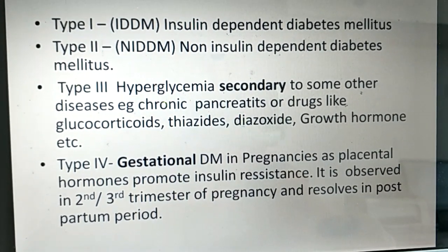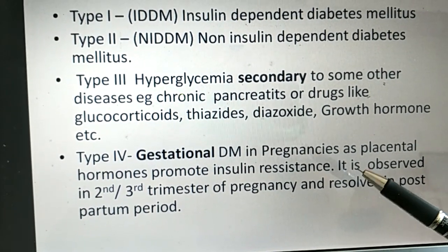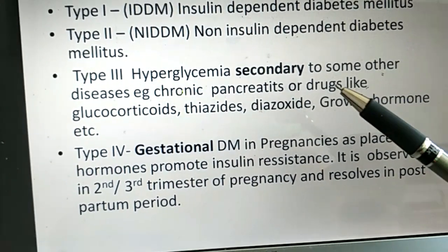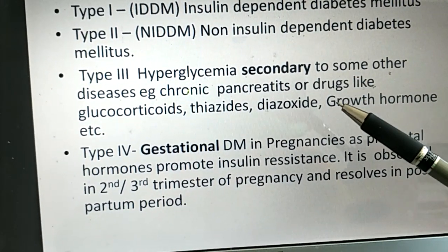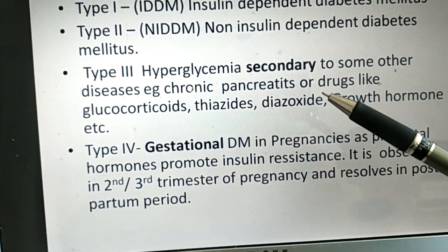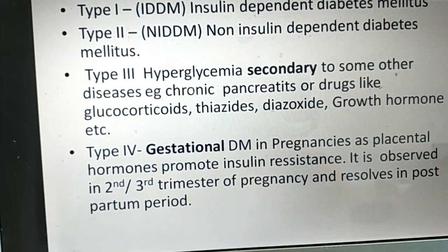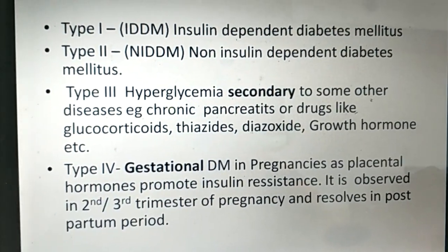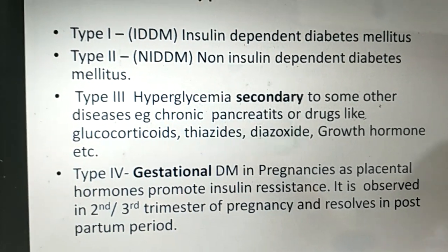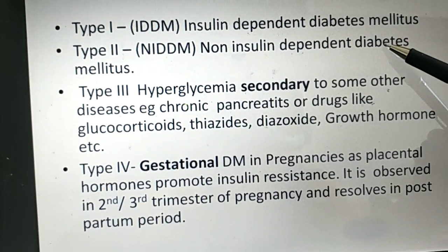So this sort of gestational diabetes is self-limiting, and will be resolved after the delivery. Secondary diabetes or secondary hyperglycemia needs treatment of the condition which has caused this, or in case of drugs, dosage adjustment as much as is possible can be done for controlling the hyperglycemia. And we will discuss in detail the treatment of IDDM and non-IDDM.